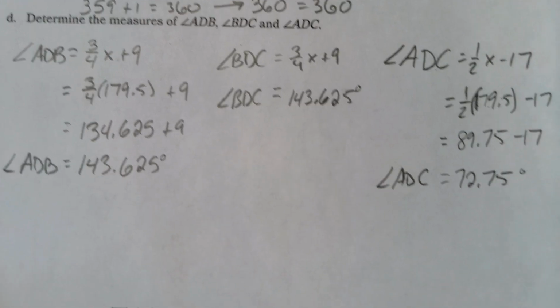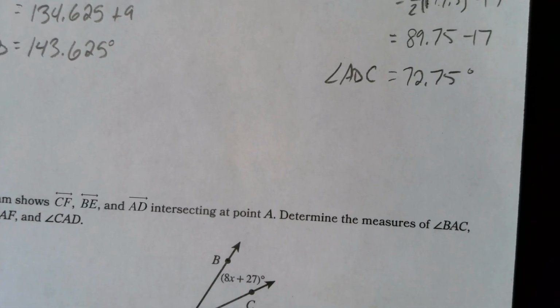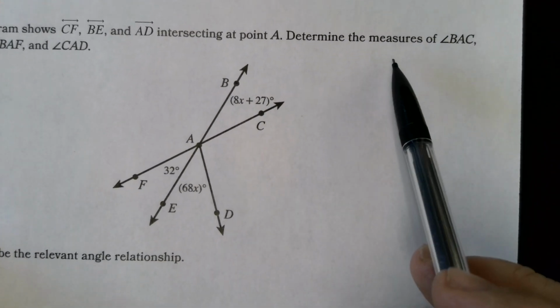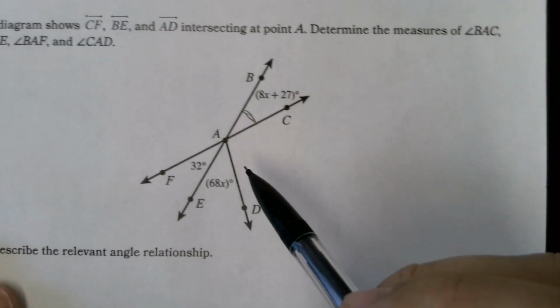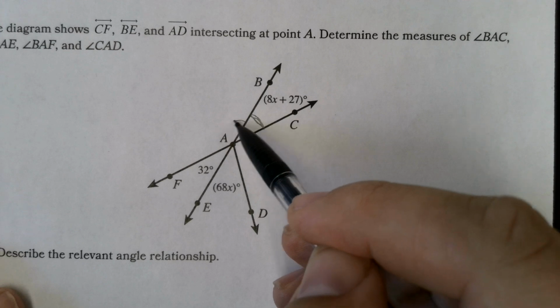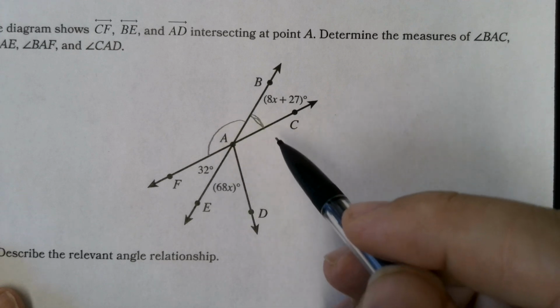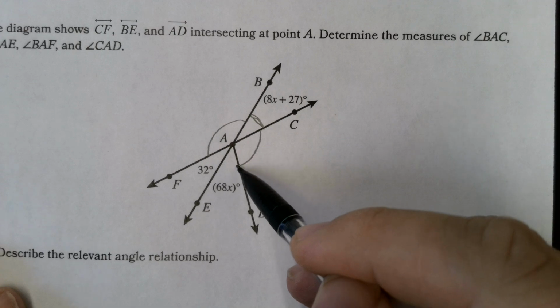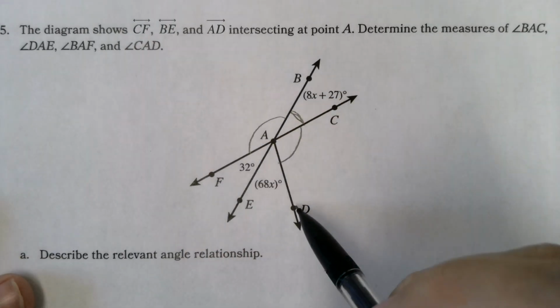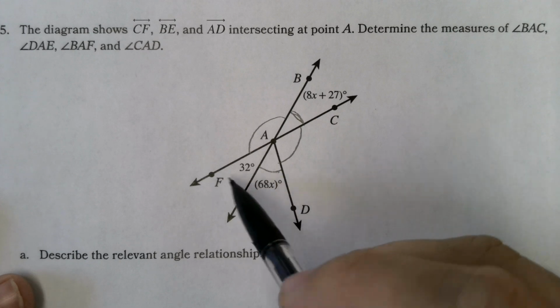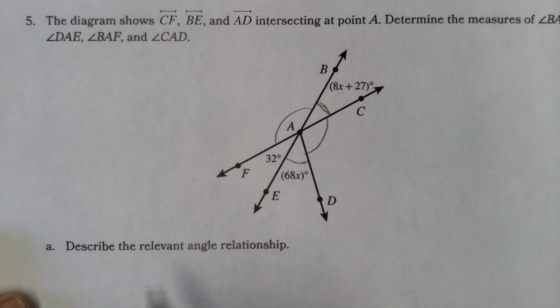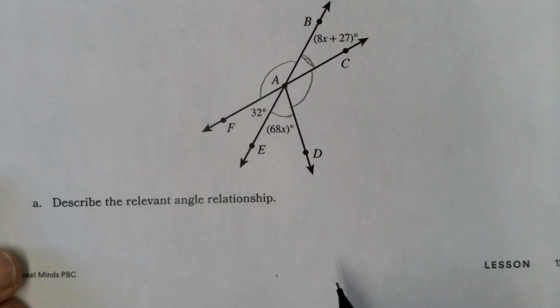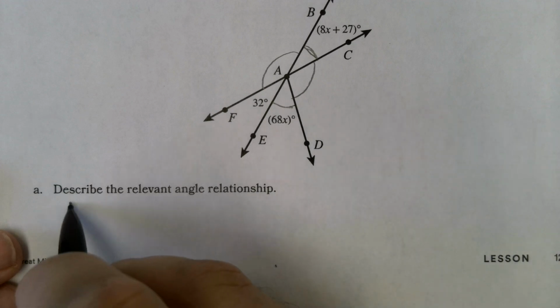Number 5. It has all of these lines intersecting at point A, and it wants us to find the measures of BAC, so this angle right here. It wants us to find the measures of BAF, so this measurement, and CAD, so this one. So these three measurements. Oh, sorry, I missed one, DAE. So everything except for the one that we already know is 32 degrees. We could say lots of different things here. We could say angles at a point.